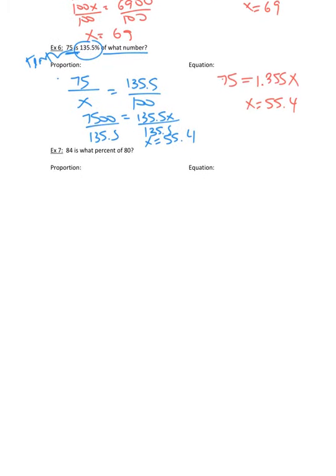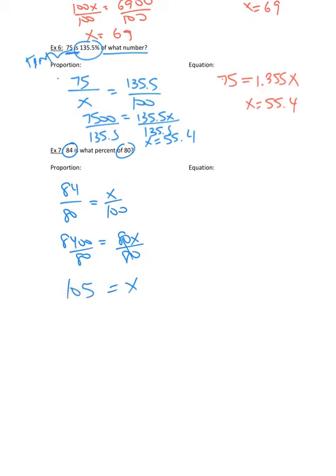And finally, 84 is what percent of 80? So 84 is the part, because it has the is, of 80. So 84 out of 80 equals what percent? Equals x out of 100. So 84 times 100 is 8,400. 80 times x is 80x. Divide both sides by 80. X equals 8,400 divided by 80 is going to give you 105. So if you got 105 points out of 100, that's the same as getting 84 out of 80.